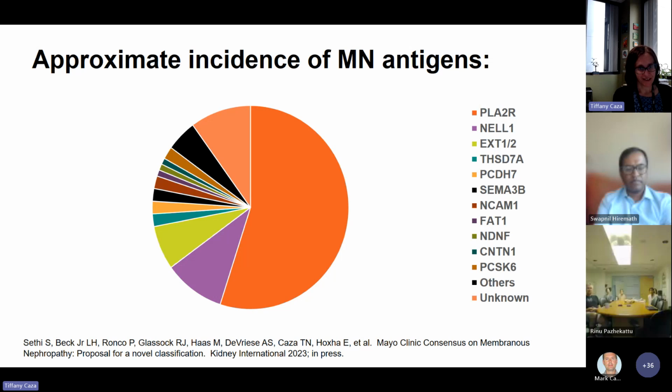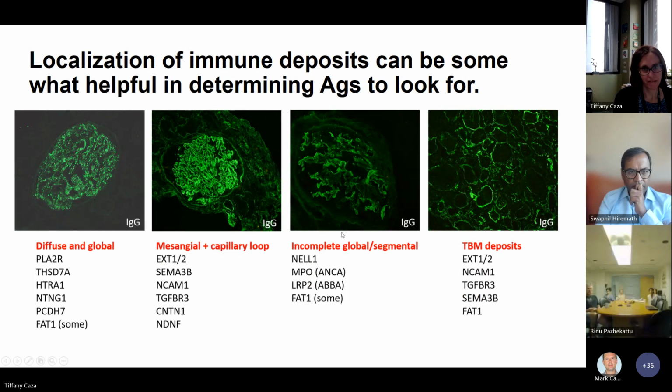And the overall incidence of some of these antigens that we've been describing is that PLA2R, again, is the most common, but NELL1 is then the second most common, EXT, although mostly represented by membranous lupus nephritis, and these other antigens make up 1 to 5% of cases each. Localization of the immune deposits could be helpful to know what antigens to look for.